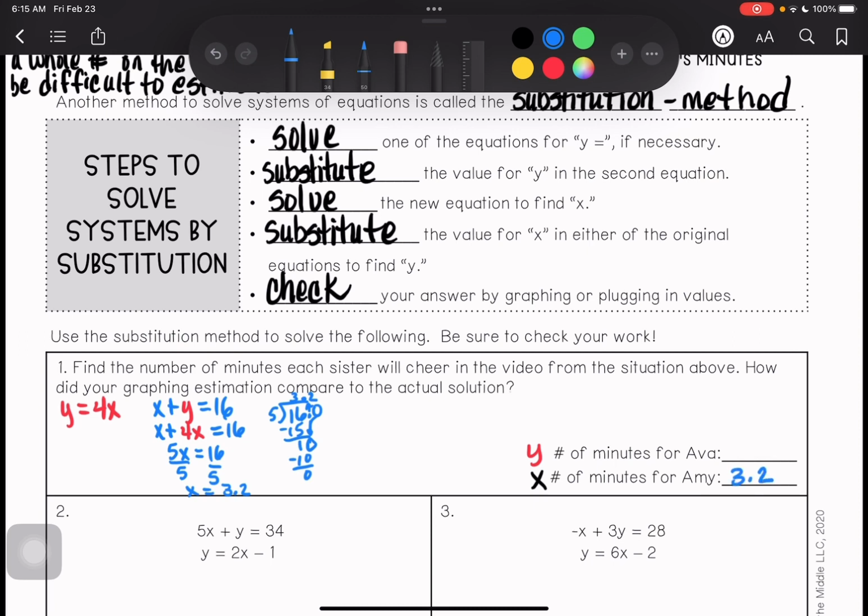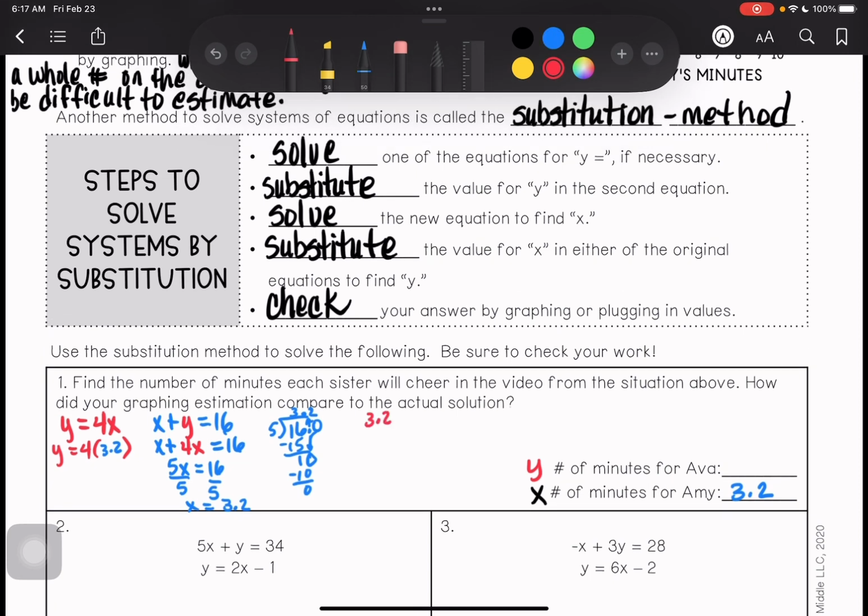Now that we found the value of x, we want to substitute that into our first equation. So y equals 4 times the value of x, in this case, 3.2. And 4 times 3.2 gives you 12.8. But we can multiply it. Multiply 3.2 times 4. This gives me 8. 3 times 4 is 12. Bring down your decimal. Therefore, y equals 12.8.